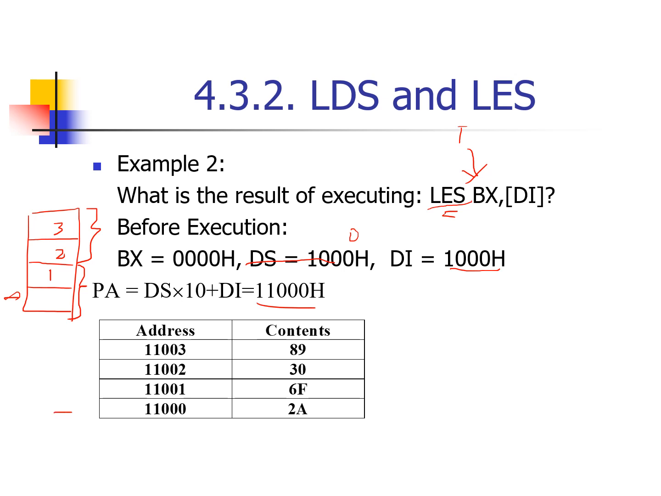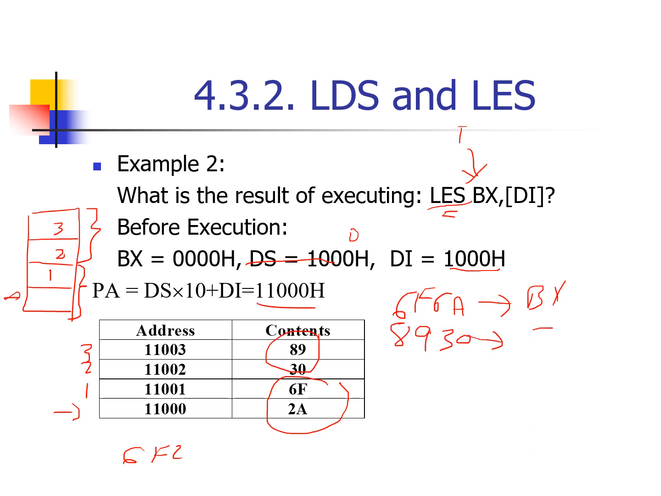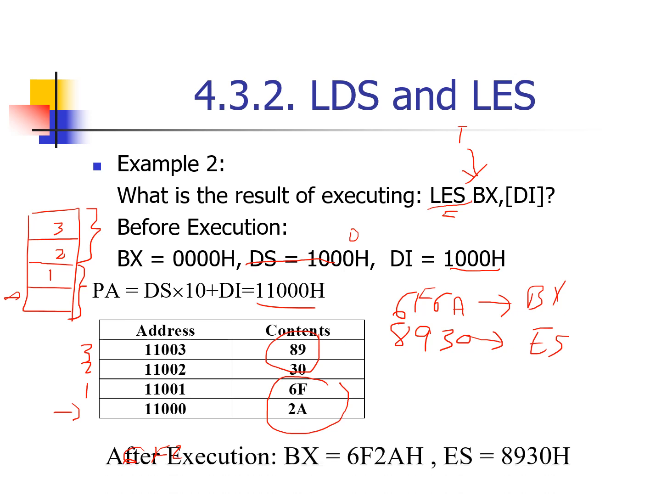You go to the memory location. This is your first. You get 3 locations up. The least significant, 6F2A, 6F2A goes to your BX. The most significant, 8930, goes to ES. And here you are. After execution, this is the value inside your BX, and this is the value inside your ES.